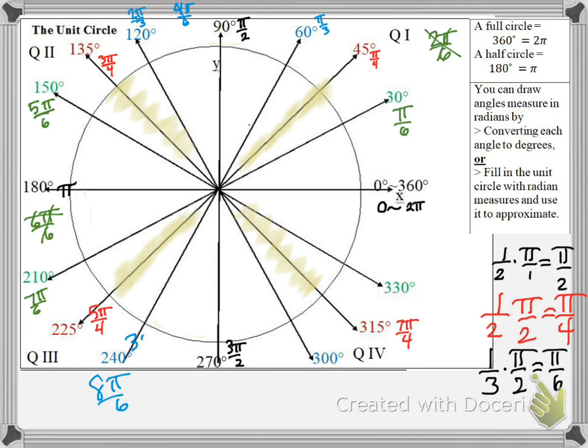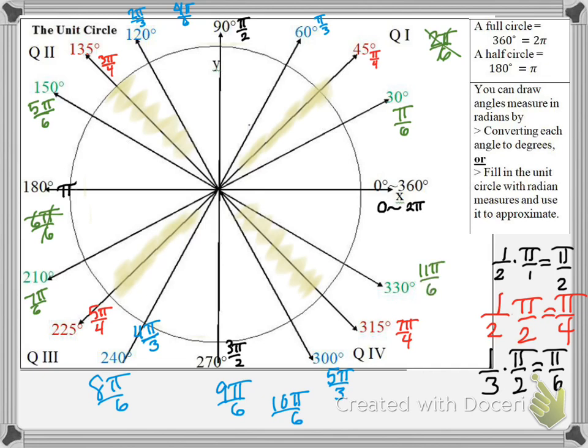which doesn't reduce to 3 on top, it reduces to 4/3 pi, 8 pi over 6. Down here I have 9 pi over 6, which is going to reduce to 3/2. Then I have 10 pi over 6, which is going to reduce to 5 pi over 3. And then I have 11 pi over 6, which doesn't reduce.